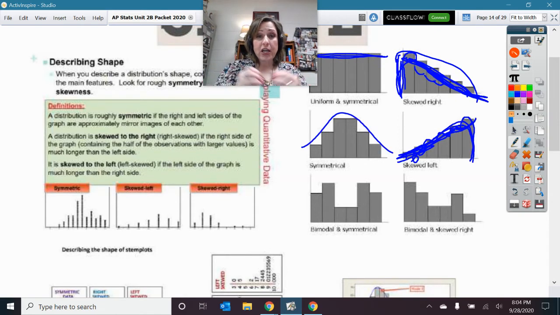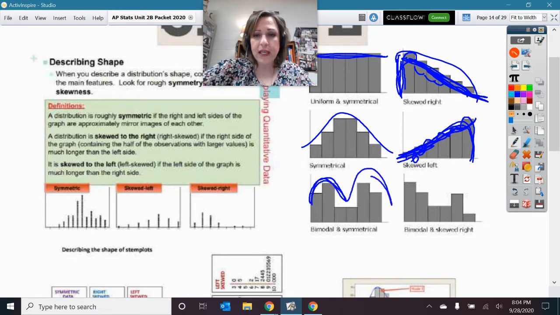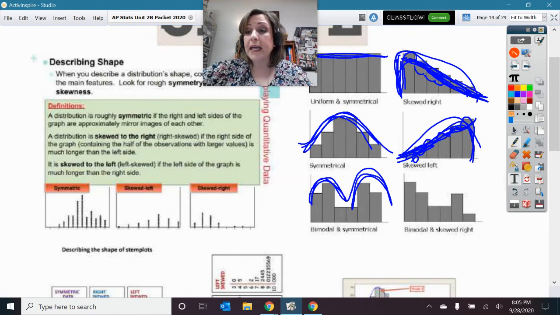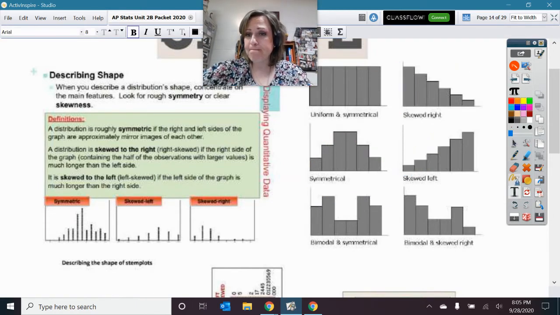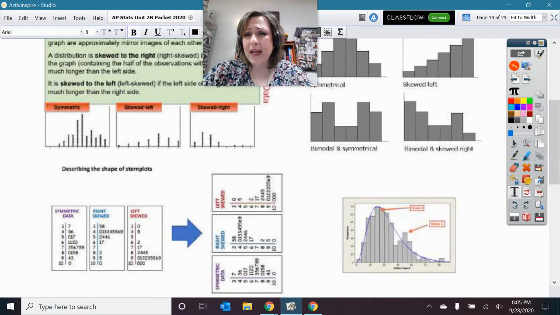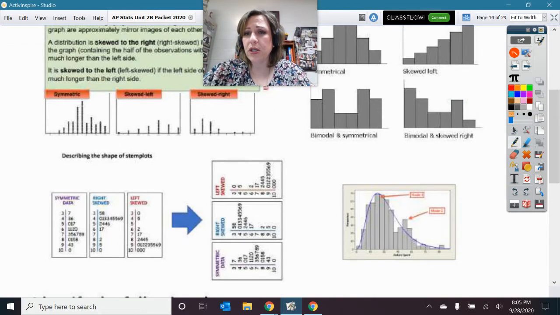Now, we also will be talking about the number of modes. You know the mode is the one that's the most. In this case, look here, this is the mode here and the mode here. So this is a bimodal representation. We would also say that this one up here that's symmetrical is unimodal. We could also say that this skewed right and skewed left are both unimodal. They've got one mode. So this one we might consider bimodal and skewed right.